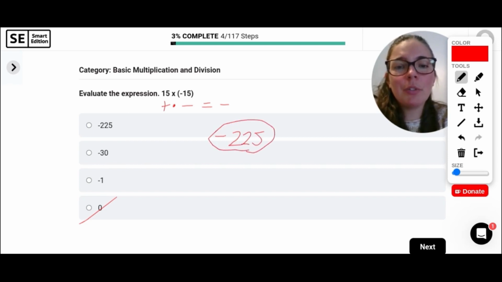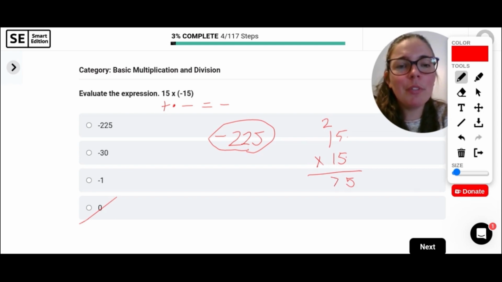If I wanted to, say this was a question that you couldn't use a calculator, and if you came across it in a different context, if we had to do 15 times 15 using the algorithm, we would start the same way. 5 times 5 is 25. 5 times 1 is 5, plus 2 is 7.